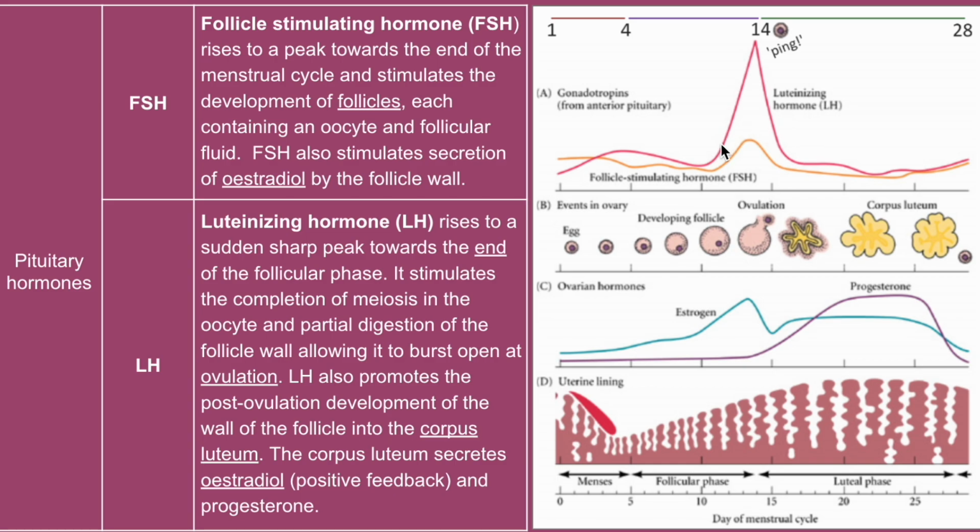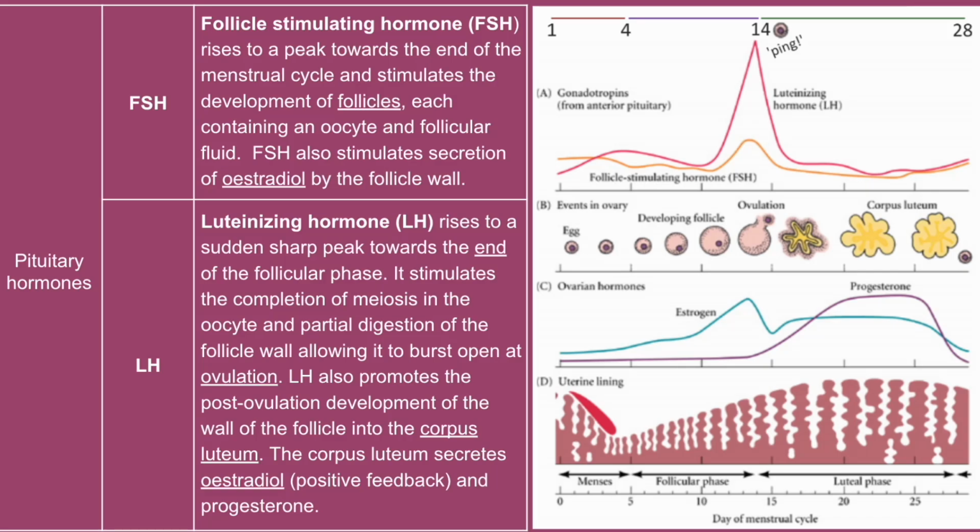Luteinizing hormone, as you can see here in red, comes to a sudden sharp peak towards the end of the follicular phase, which is, remember, right when ovulation occurs. And sure enough, that is luteinizing hormone's primary job, to stimulate ovulation. LH also promotes post-ovulation development of the wall of the follicle into the corpus luteum, which then secretes estradiol, which is a form of positive feedback, and progesterone.